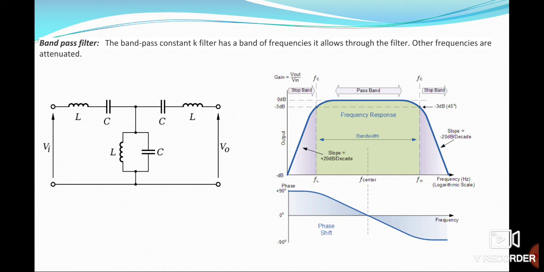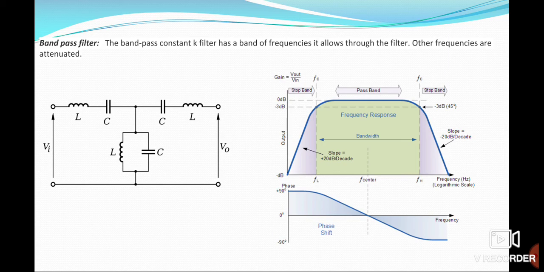The bandwidth is basically composed of two extreme frequencies, the lower cutoff frequency and the higher cutoff frequency. The lower cutoff frequency and higher cutoff frequency together give the range of the bandwidth, and the middle portion, that is the center of those two frequencies, is known as the center frequency.